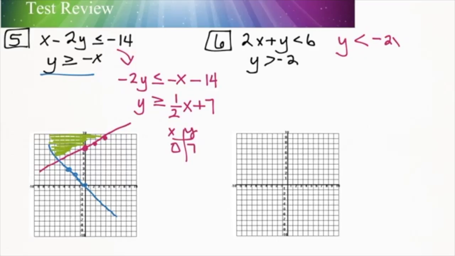All right, number 6. Solving for y, I get y less than -2x plus 6. And then I have a horizontal line for y greater than -2.